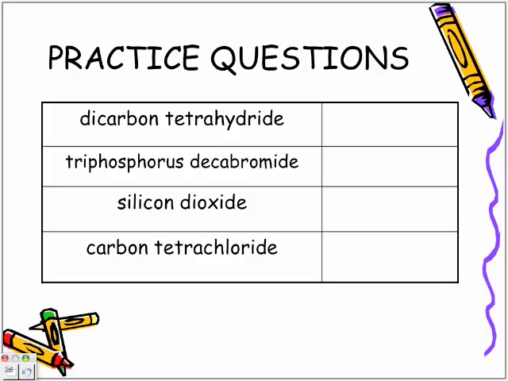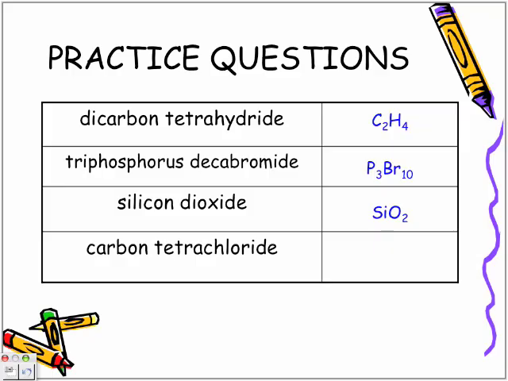Dicarbon tetrahydride. We have 2 carbons and we have tetrahydride, 4 hydrogens. So the formula is C2H4. Triphosphorus decabromide. We have triphosphorus, meaning 3 phosphorus. We have a decabromide, meaning 10 bromides. So the formula put together, P3Br10. Silicon dioxide. Okay, we have 1 silicon, so Si. We have a dioxide, 2 oxygen, SiO2.